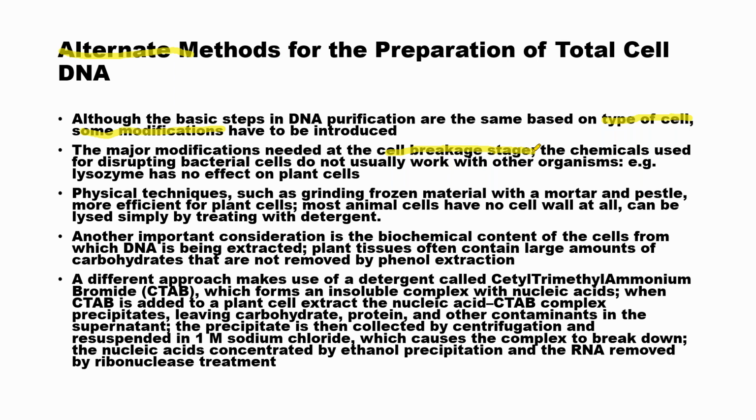The structure of a bacterial cell will be quite different from a plant cell, and different from an animal cell. So we have to make the modification at the cell breakage stage. Hope it is clear for you. The chemicals used for disrupting bacterial cells do not usually work with other organisms. For example, lysozyme has no effect on plant cells. We are using lysozyme for bacterial cells.